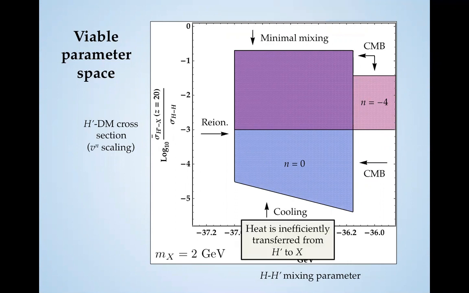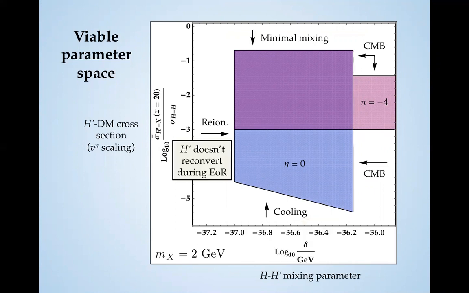In the region at the bottom, the cross section is so small that heat transfer between H prime and dark matter is inefficient. You can get down to smaller values, notice, if the cross section doesn't decline as velocities drop, but this cooling down is putting the lower limit on both cases. Then the bound on the left comes from needing mixing to be strong enough that it's still in equilibrium during the epoch of reionization. So in this region, H prime doesn't convert back to hydrogen. You'd have roughly half the baryon density in the present universe that you would expect.